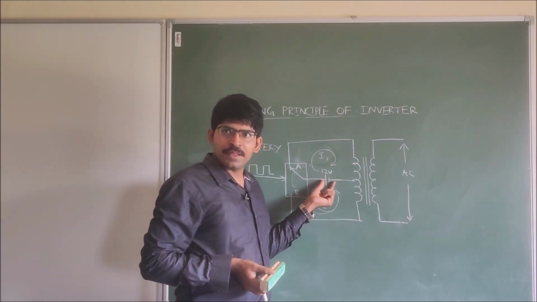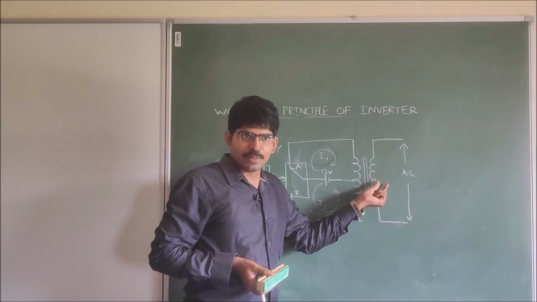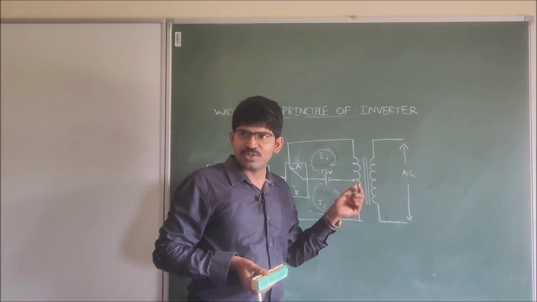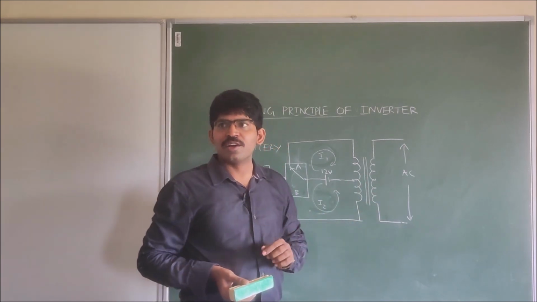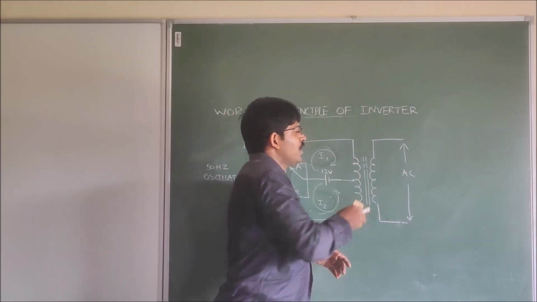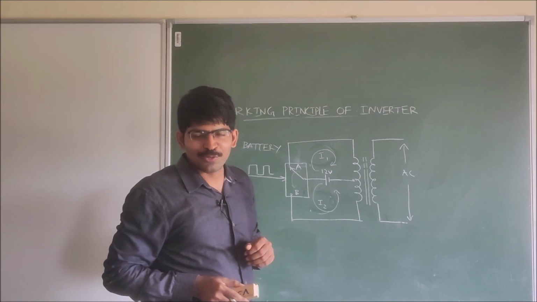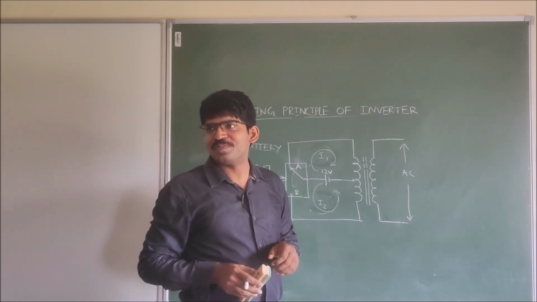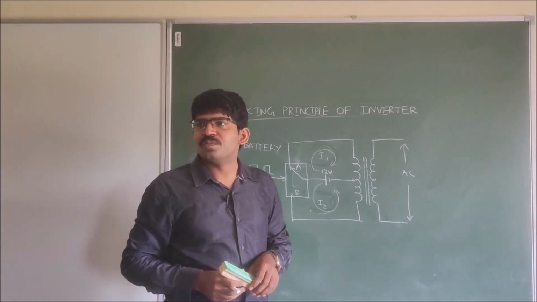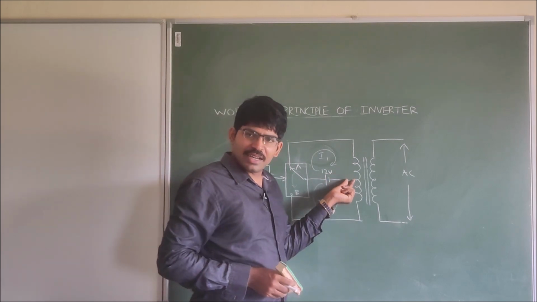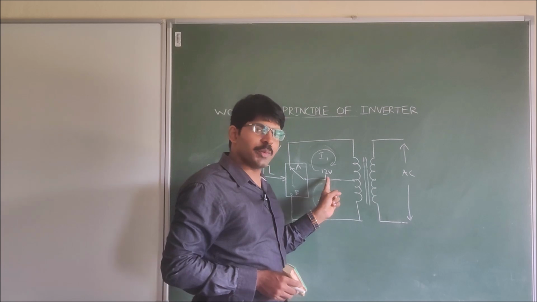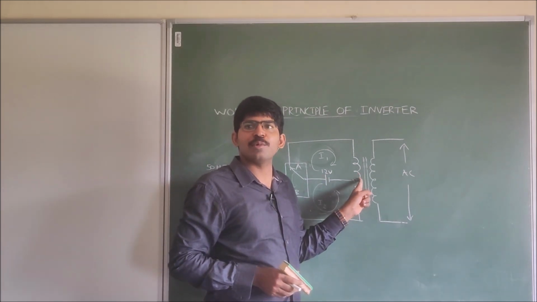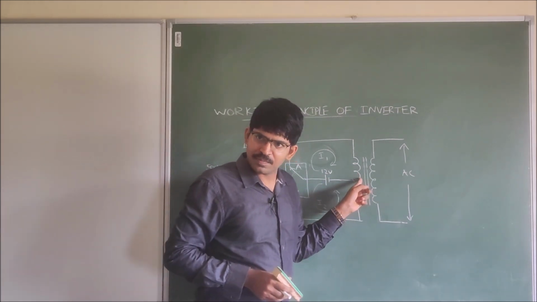Here we have taken two windings, primary winding and secondary winding of a transformer. These two lines represent an iron core transformer. If we keep some gaps, then it is a ferrite core transformer. And this is a center tapped primary winding. We are feeding the negative terminal of the battery to the center tapped terminal of the primary winding.